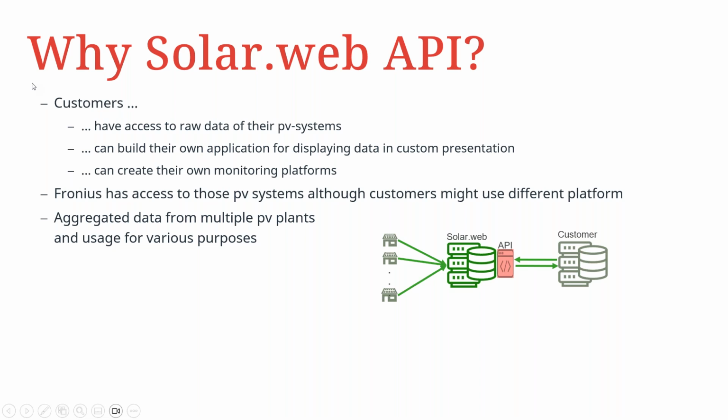So why would you use a SolarWeb API? This allows customers to have access to raw data from their PV systems. This will then help you to build your own application for displaying the data in a custom presentation for your client. This also helps you to create your own monitoring platforms. So for the exact data that you want to view, it allows you to have that full customized capability of always having your own data displayed.